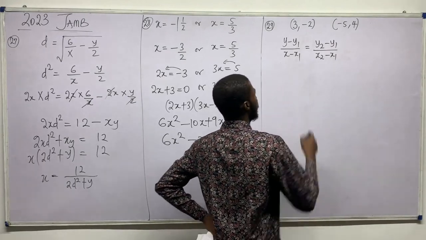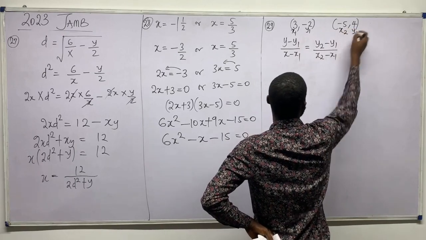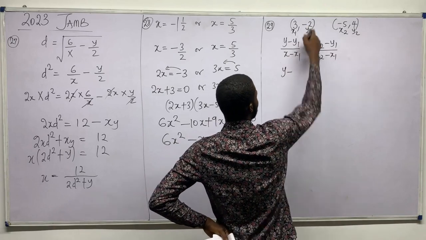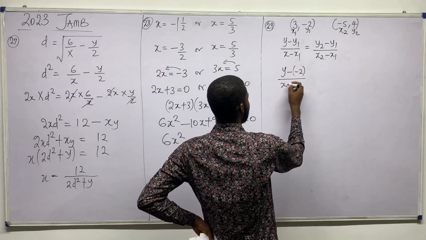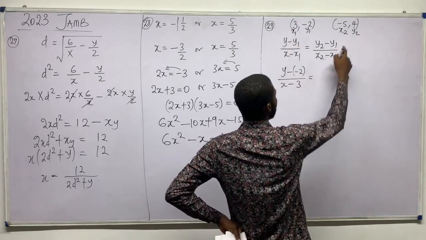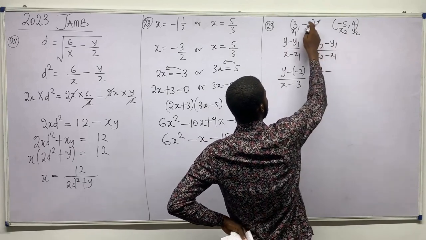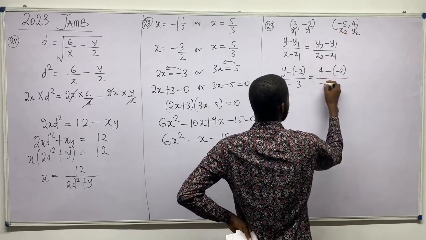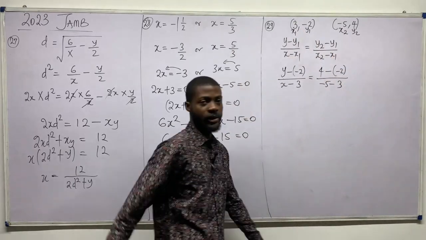Now, how do we name our points? This is x1, y1. This is x2, y2. So this is y minus, what is y1? Minus 2. So I'm going to put a bracket to indicate the minus. Then divided by x minus, what is x1? x1 is 3. Equal. y2 is 4 minus, what is y1? Minus 2. Divided by x2, which is minus 5, minus what is x1? 3. So this is how you're going to do it.